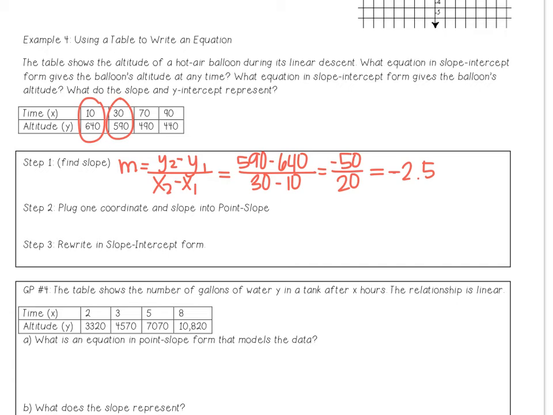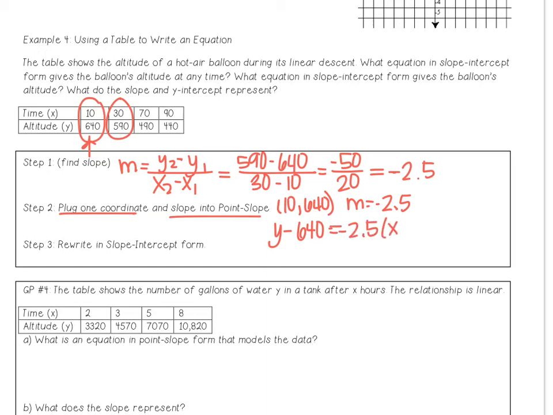So slope, with a real world problem, your slope can be a decimal. It actually represents something tangible. So we'll change it to a decimal. Now we're going to plug one coordinate and the slope into point-slope form. So I'm going to use that first point, (10, 640), and my slope is going to be negative 2.5. In point-slope form, that's going to be y minus 640 equals negative 2.5 times x minus 10.